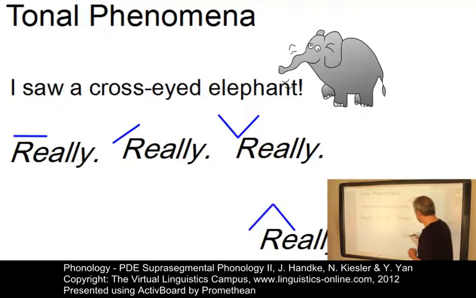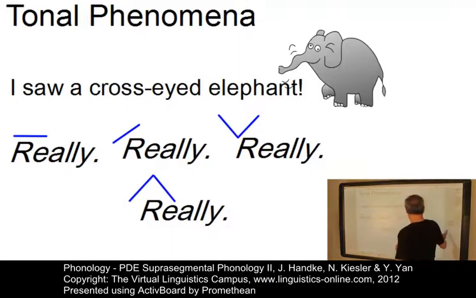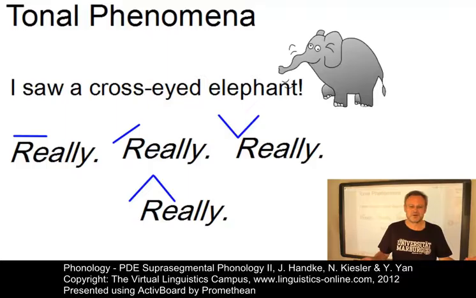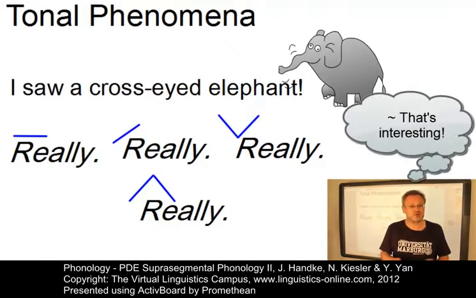Now here is another option. Let's say your answer involves a rise first and then a fall. So the nucleus is associated with a rise and fall. Then the conversation would sound like this: I saw a cross-eyed elephant. Really? And of course you might want to express some sort of emotional involvement.